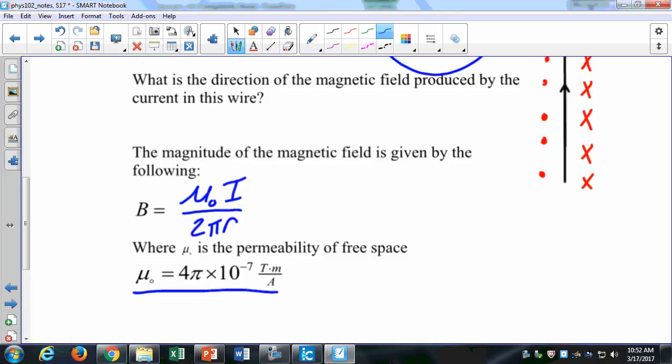If I think about this being my wire right here, I'll let my thumb go in the direction of the current, and then my fingers wrap around like this. So on this side, it goes into the page, but then as I go around on the other side, it comes out of the page. Now in the front, it goes in that direction. In the back, it goes in that direction.